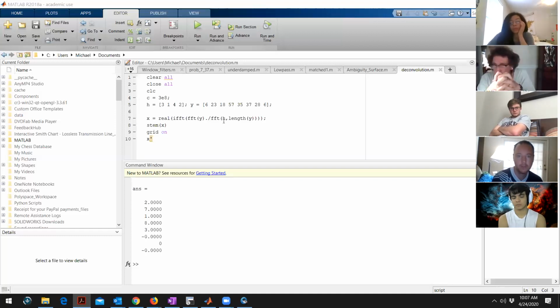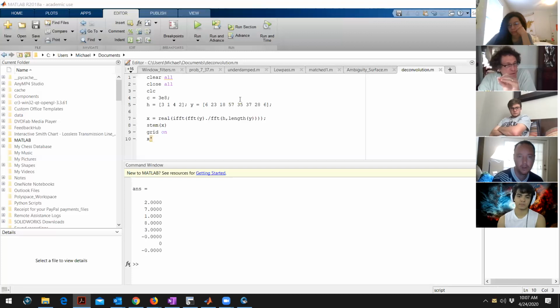And if you're talking about the DTFT, it would be the DTFT of Y divided by the DTFT of H to get the actual value of X. But since we have a finite series, we use the fast Fourier transform. So you take the fast Fourier transform of the actual output and divide it by the fast Fourier transform of the impulse response. But here's something important, the H, you have to increase the length of this.